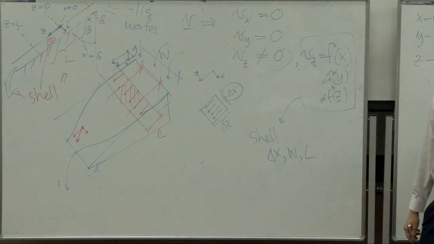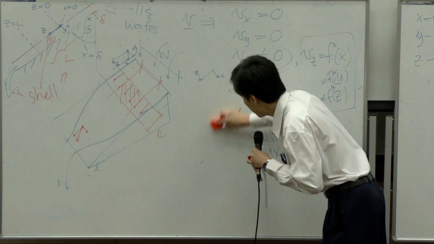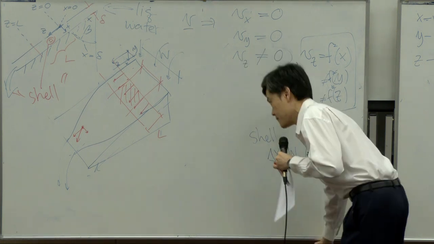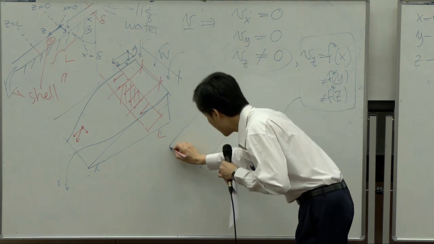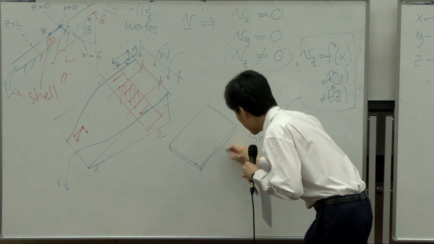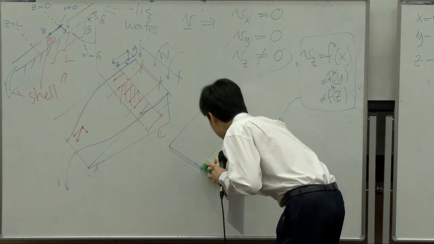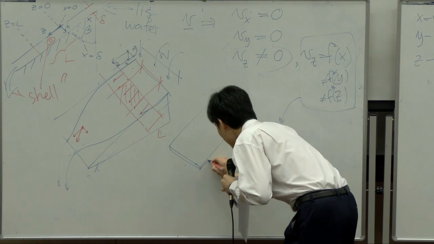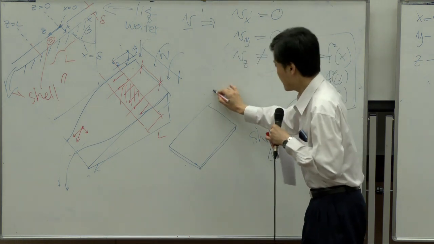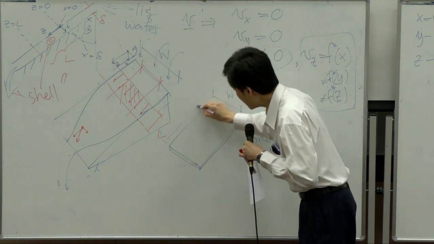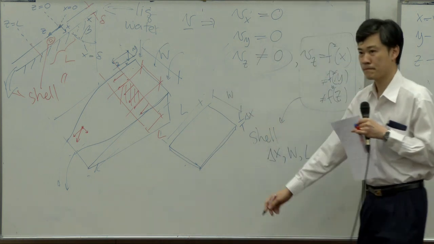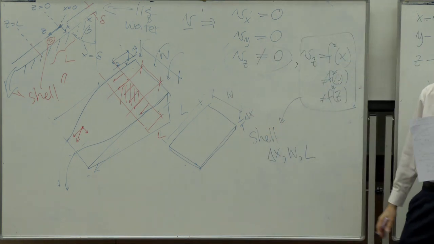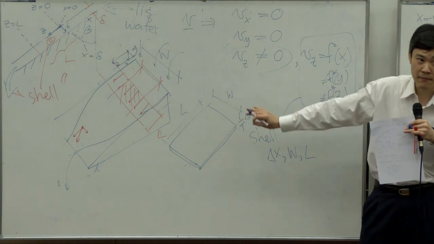What does it look like? It's not like this anymore. Three-dimensionally, it looks like this. This is W, this is L, and the thickness over here is only delta X. So the shell is a flat plate, a thin plate.